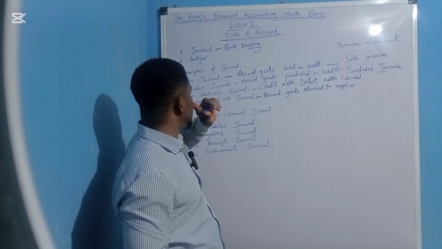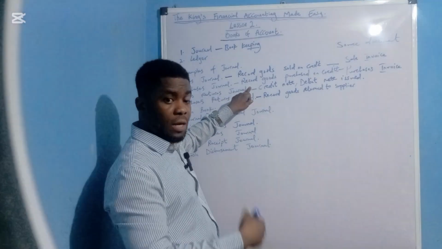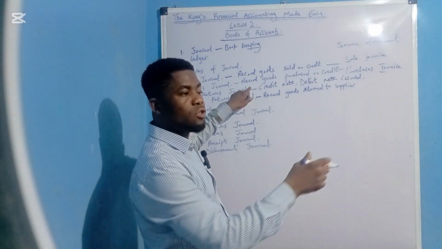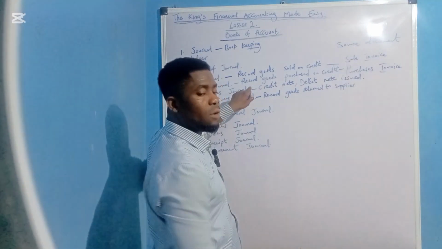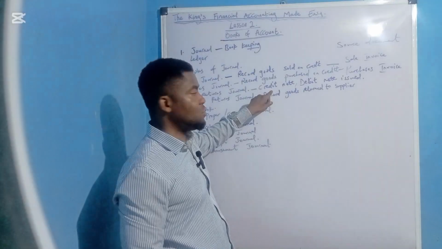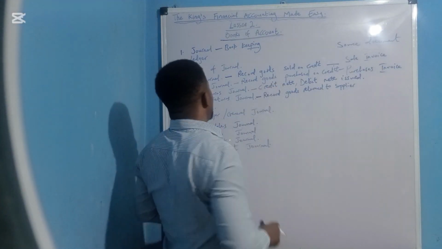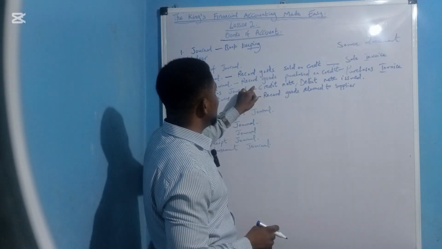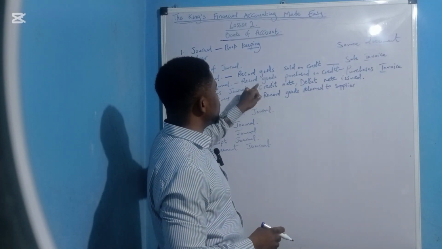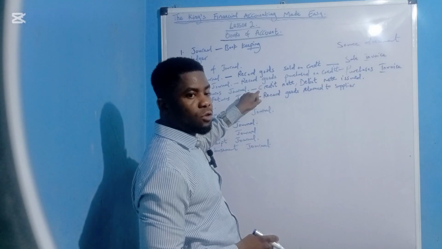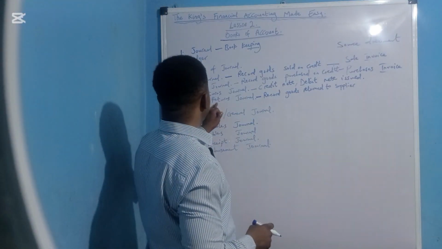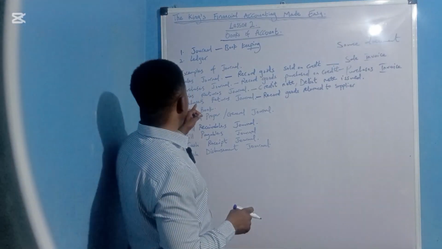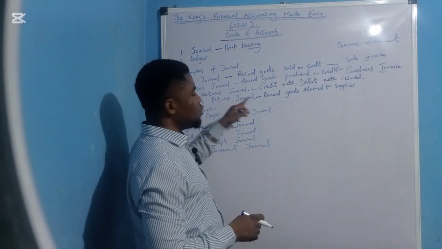So when they return those goods back to you, whatever you have written in that invoice served as an overcharge. That is why you use your credit notes. So that is for the return inwards journal. It is used to record goods returned by customers.